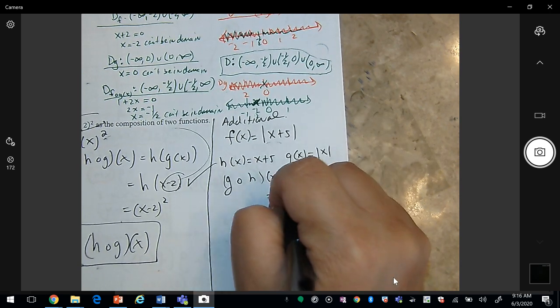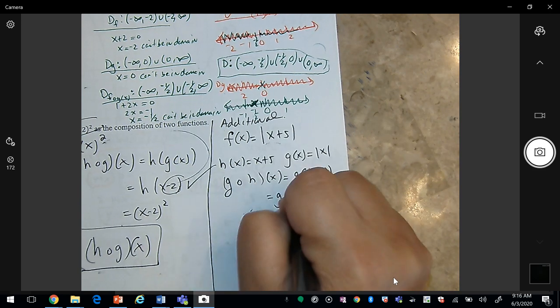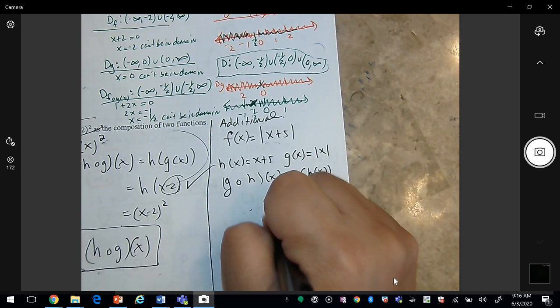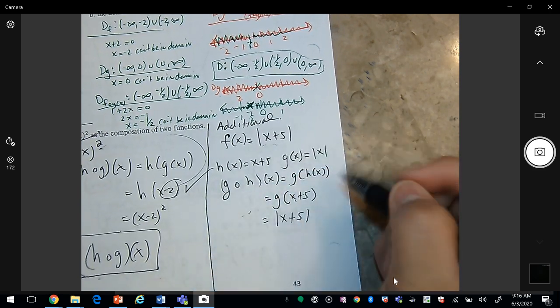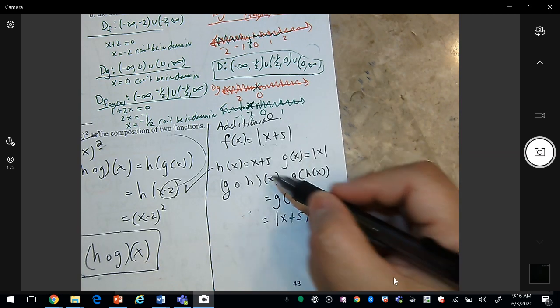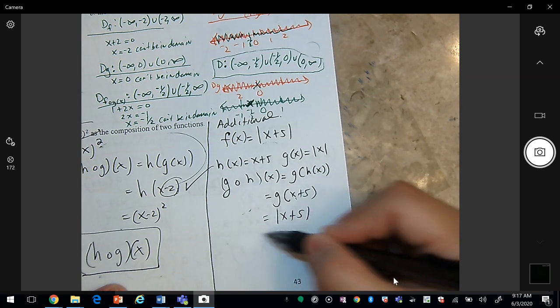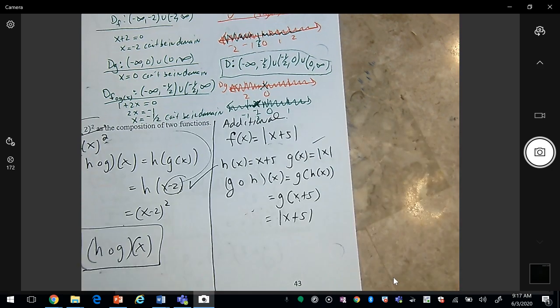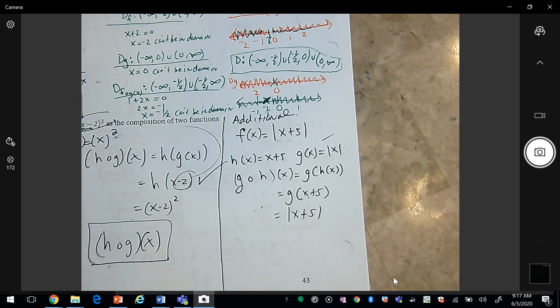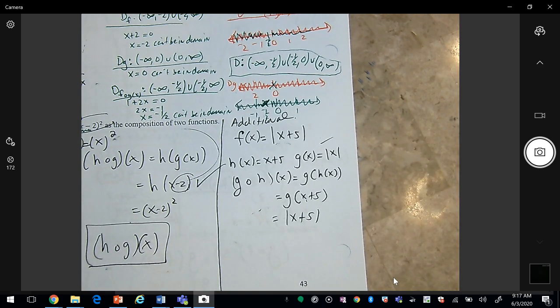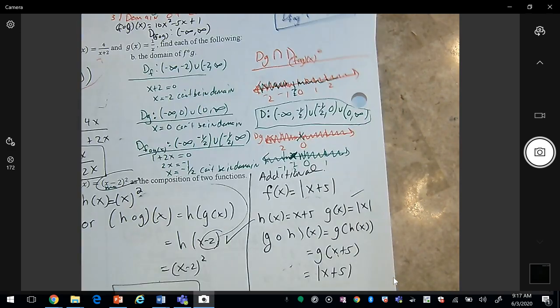So h of x here is x plus 5. If I plug in x plus 5 for x, then I get absolute value of x plus 5, which is what I had in the original. But if this didn't work, then you can try h of g of x. Okay, so that was it for section 1.8.